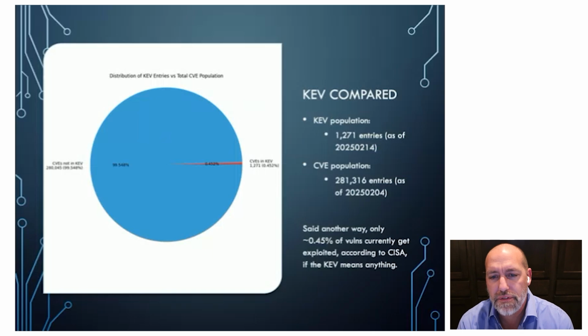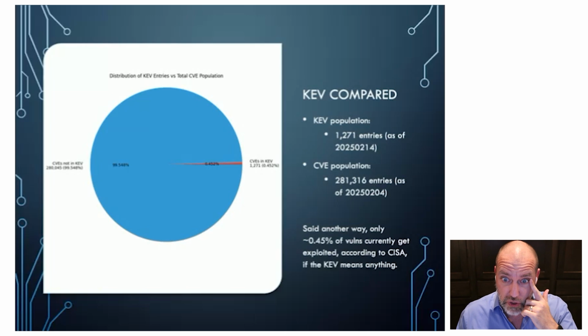So KEV is currently 0.45%, and again, these numbers change a little bit over time, so do your math. So approximately 99.55% of vulnerabilities are not in KEV, which means to me that approximately 99.55% of vulns, according to KEV being the exploited vulnerabilities, simply do not matter. Now, I have reasons to believe that's not true, but that's sort of what this math tells you.